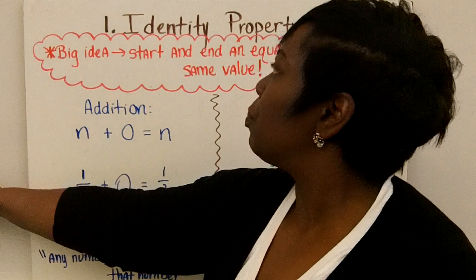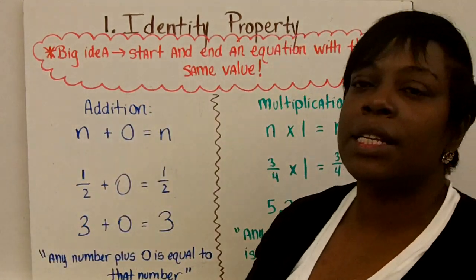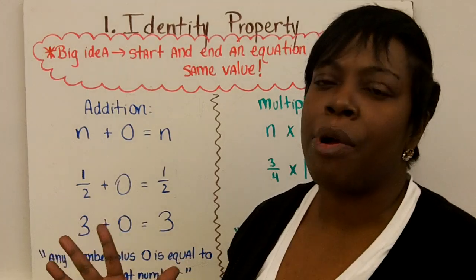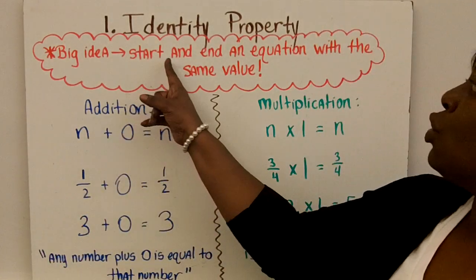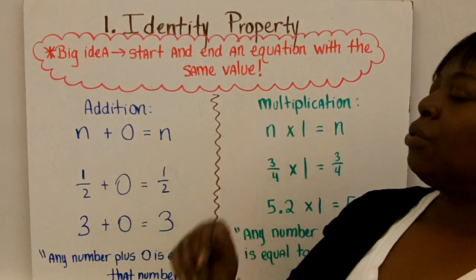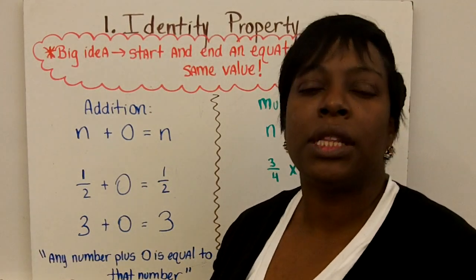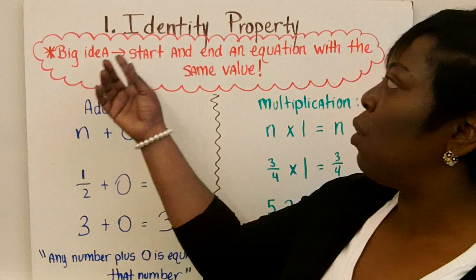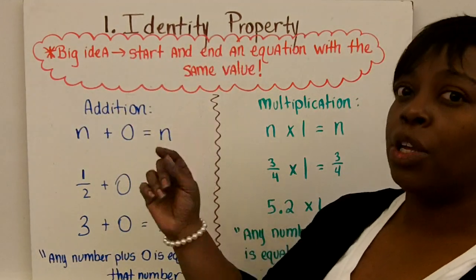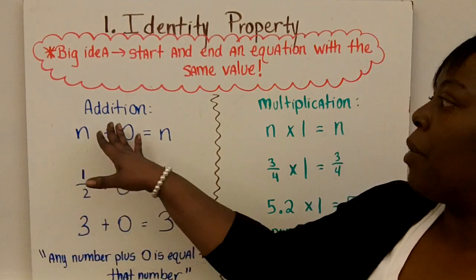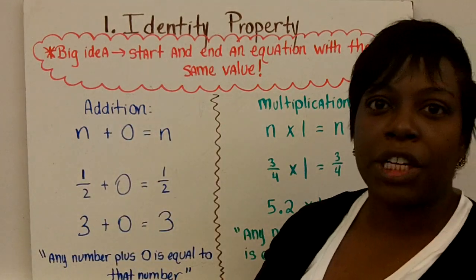So, the first property that we're going to discuss in detail is the identity property. The big idea about the identity property is simply this. You will start and end an equation with the same value. So whatever number you started the equation with, if you are showing the identity property, you will end with that same value. This property works for addition as well as multiplication.